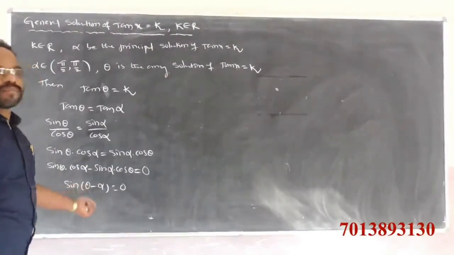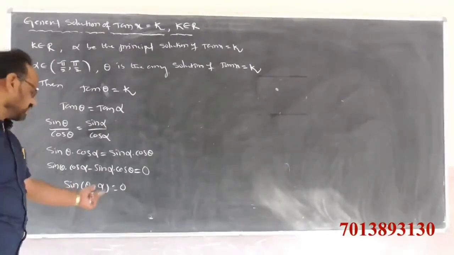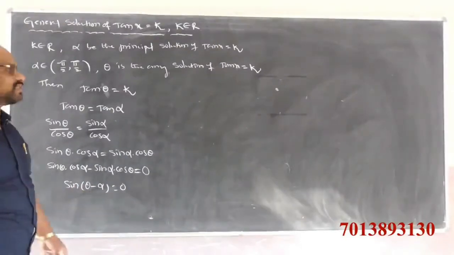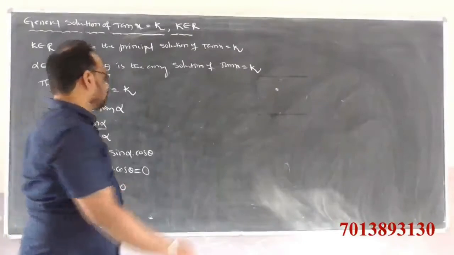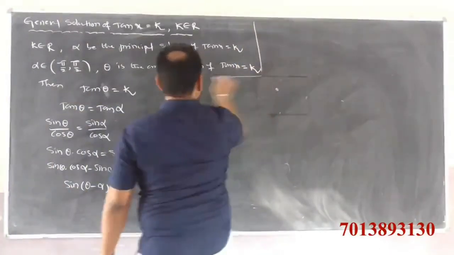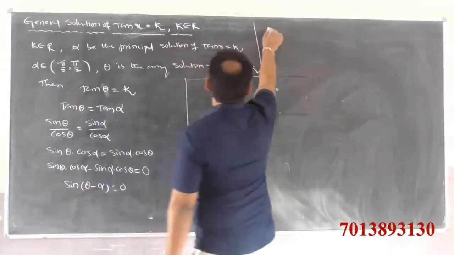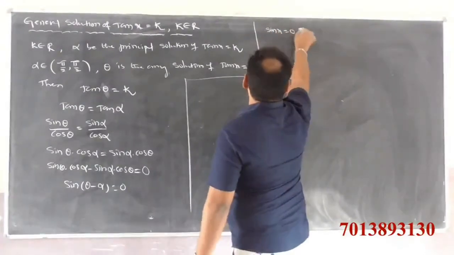That is sin of theta minus alpha equals 0. Already we know that sin x equals 0.